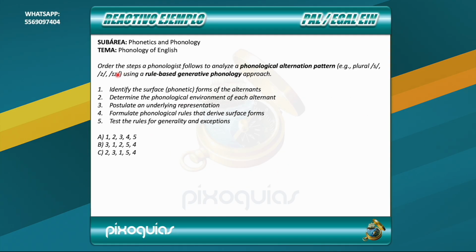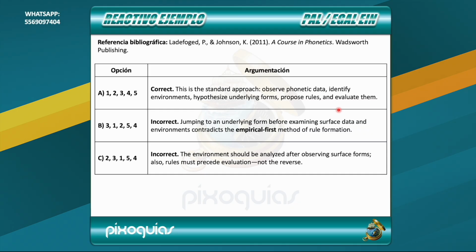This exercise is from the topic Phonology of English. Order the steps a phonologist follows to analyze a phonological alternation pattern, the plural S, the, and this, using a rule-based generative phonology approach. The correct answer is A. This is 1, 2, 3, 4, 5.